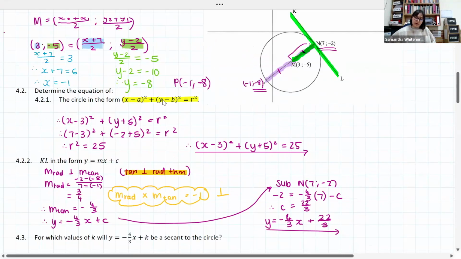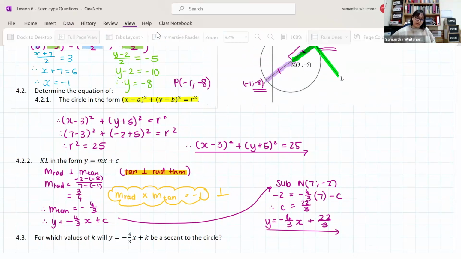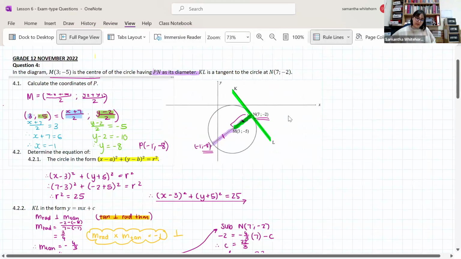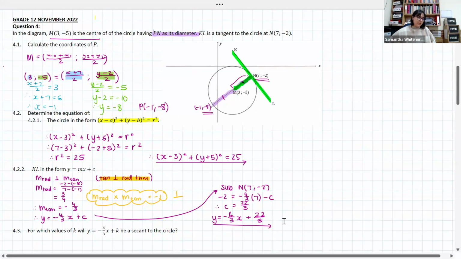Right, so I think we're at a point where we're probably going to need to screenshot, otherwise things are going to get a bit small. So let's take a screenshot of what we have thus far, and then we'll have a look at 4.3.